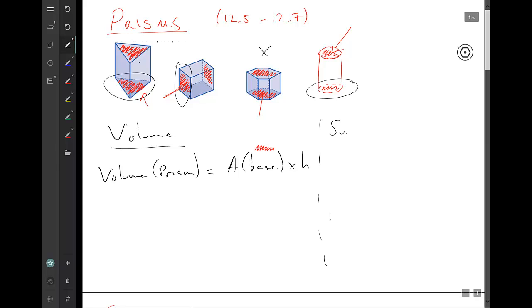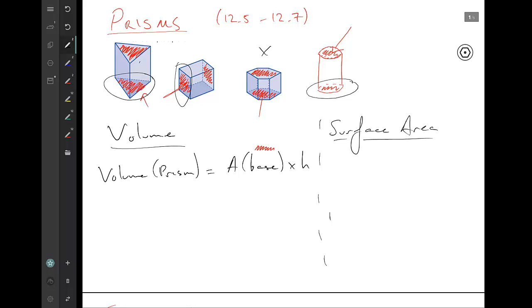Now, in terms of surface area, it's a bit different for each one. However, the idea is very much the same across the board. So the idea is to more or less unravel the shape into its net and then work out the area of each face and then add it up.